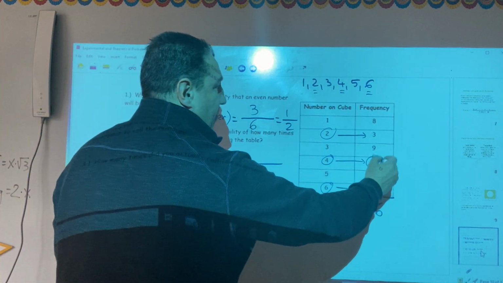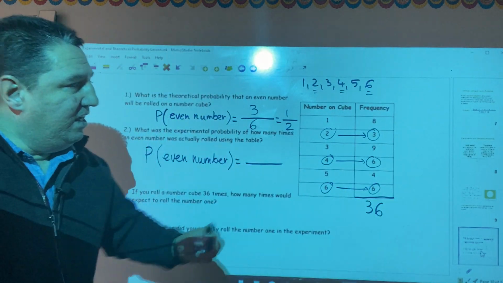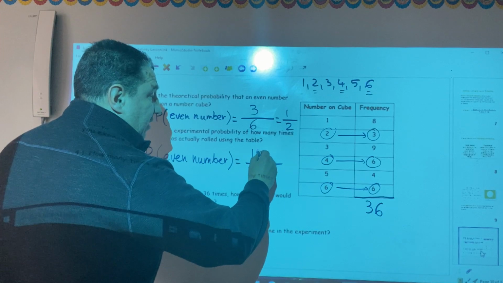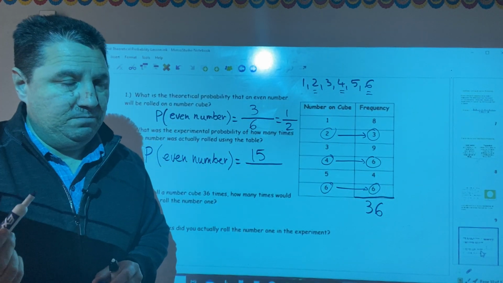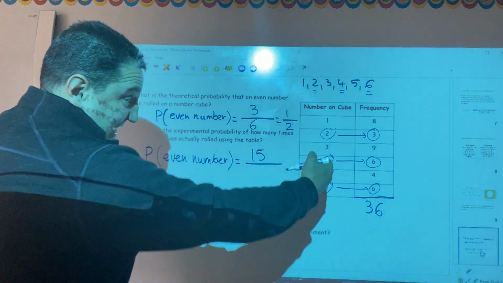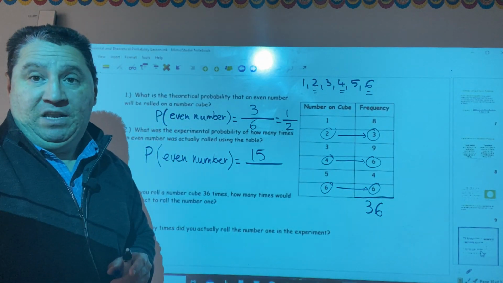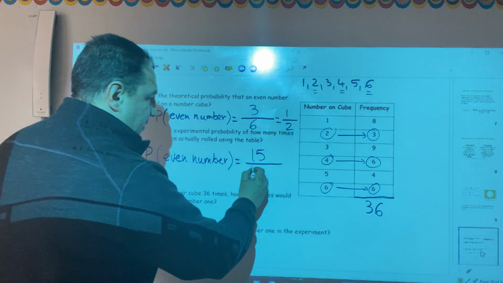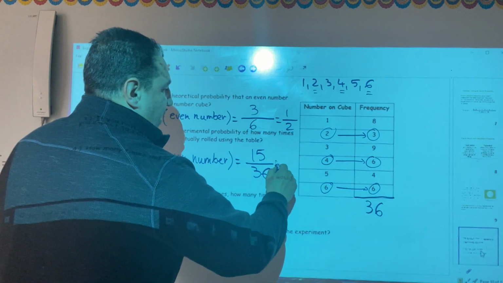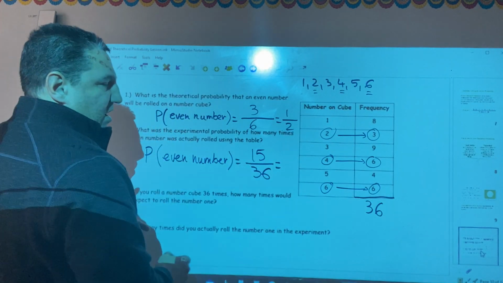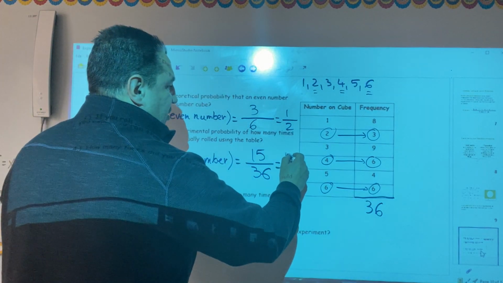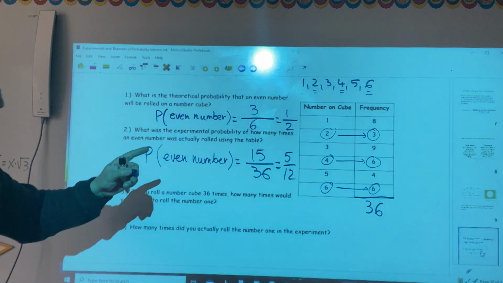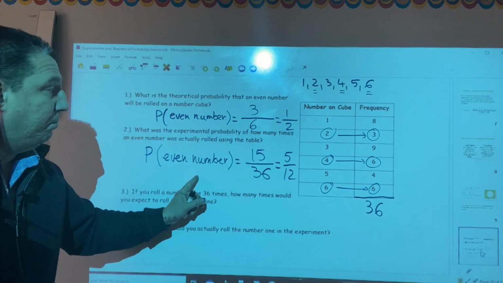What are we supposed to do with these numbers? We have to add them, yeah? 3 plus 6 is 9, plus 6 is 15. So that's the total number of favorable trials. And, of course, in the denominator, we should write the total number of trials, which is 36, right? So we can simplify this fraction. 3 is the common factor. So we're going to have 5 over 12, right? So that's the experimental probability.